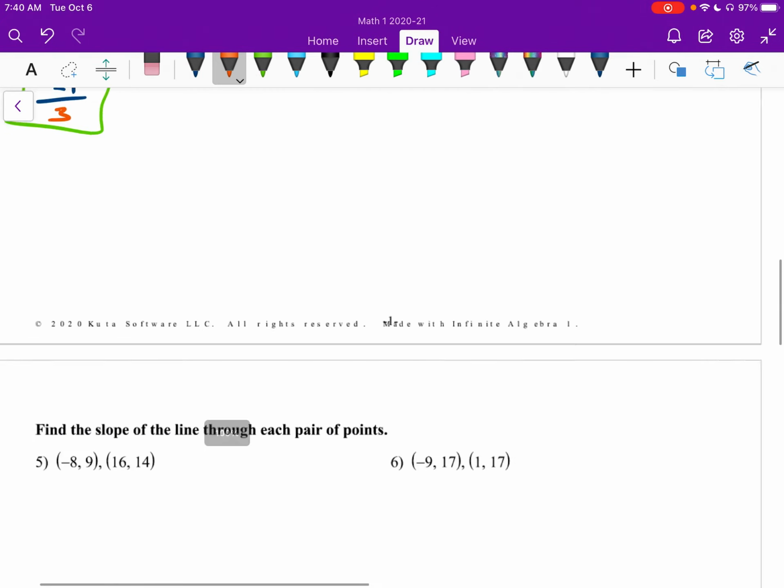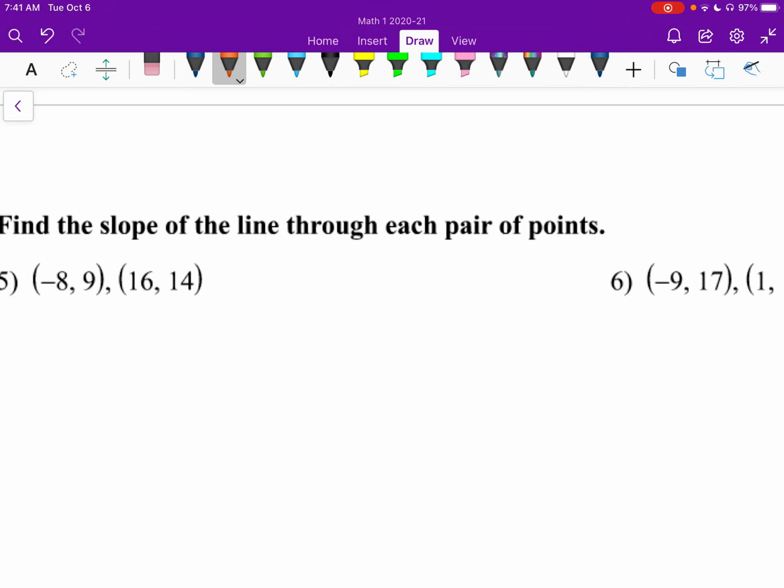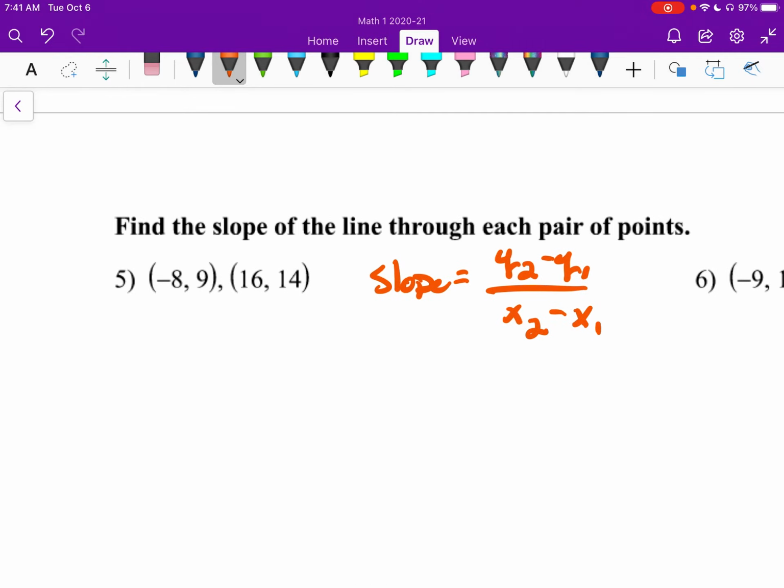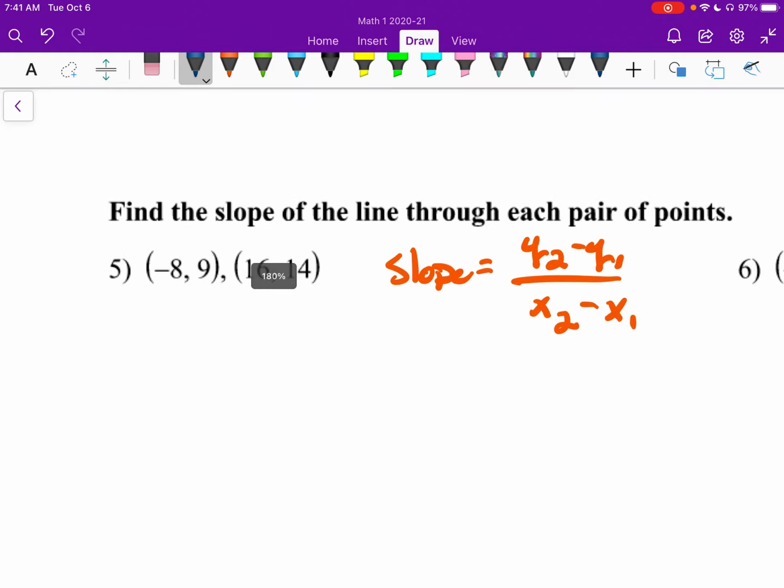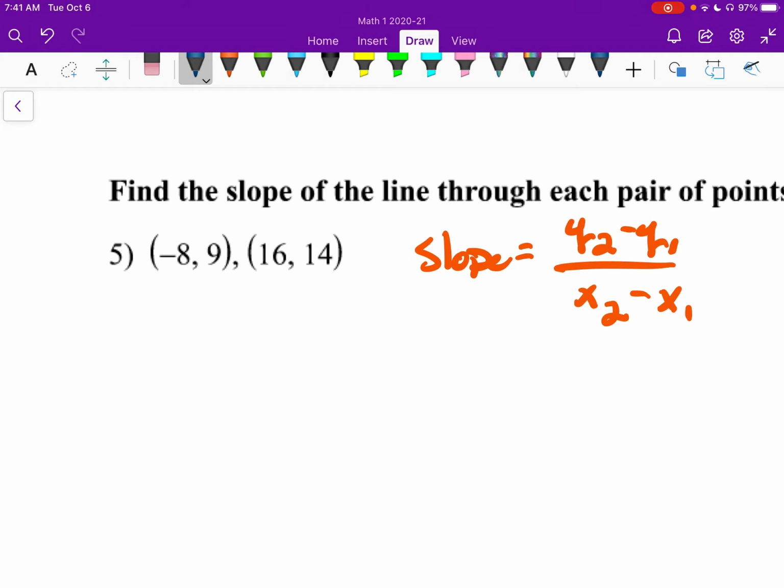So let's go back down to number 5, and I'm going to write my formula down just so that I have it. Slope equals y2 minus y1 over x2 minus x1. Now you might say, well, which one is x1 and which one's x2? And the answer is it doesn't matter, but you just have to pick one. So I normally do the first one as my x1. So here's my x1, here's y1, here's x2, here's y2. If you were to flip those and have the x2s and the x1s flopped, that would be okay. It doesn't matter which point has your 1s and which point has your 2s. It just matters that the 1s go together.